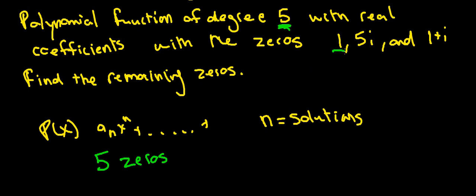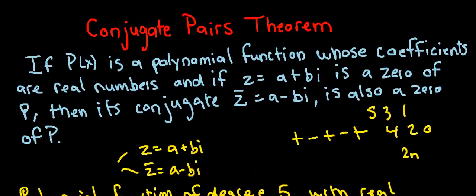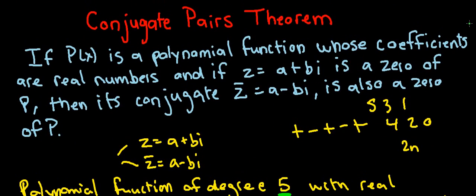We're given 1, which is a real number, 5i, which is a complex number, and 1 plus i, which is also a complex number. And what this theorem up here says is that when we have a complex zero, not a real zero, a complex zero, it comes with a conjugate pair. It must have a conjugate pair, and I'll explain the proof of it after. But for right now, just know that if we have a complex zero in the form of a plus bi, its conjugate, a minus bi, is also a zero.